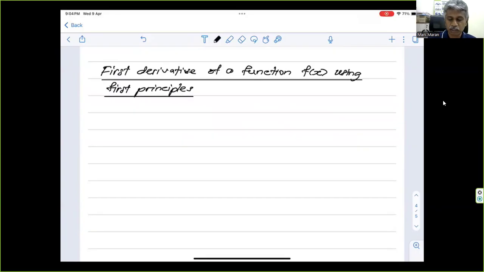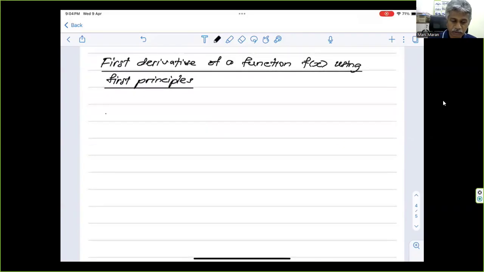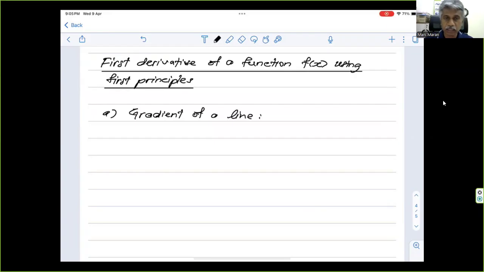What is the meaning of all this? In section A, we will just recall what is the meaning of gradient, the gradient of a line. I think most of you know about this. So just copy down: gradient of a line. Gradient ialah kecerunan.